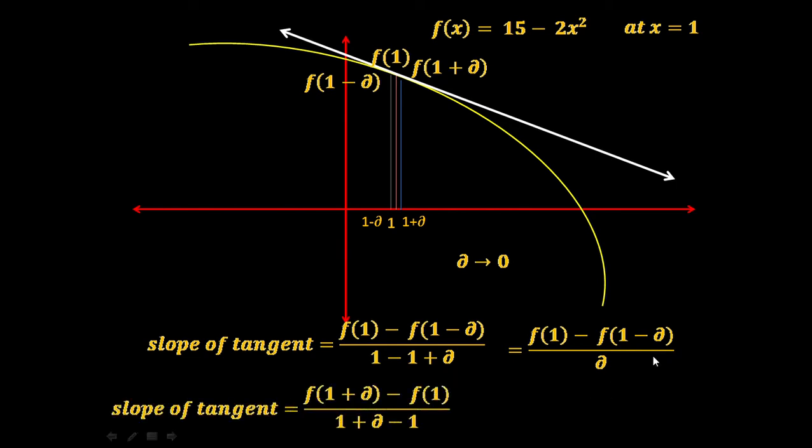Similarly, if we consider the slope from the right hand side, then f of x2 minus f of x1, that is f of 1 plus delta minus f of 1, by x2 minus x1, that is 1 plus delta minus 1. And here we get f of 1 plus delta minus f of 1 by delta, where we have to remember delta tends to 0. Thus, the slope of a tangent, we can say, is f of x plus h minus f of x by x plus h minus x at x equals 1.